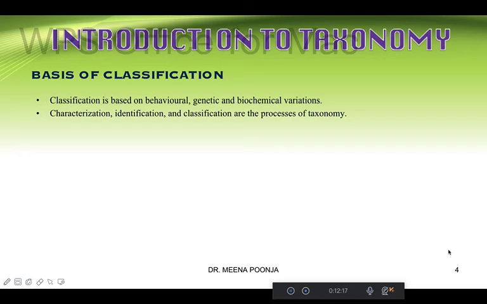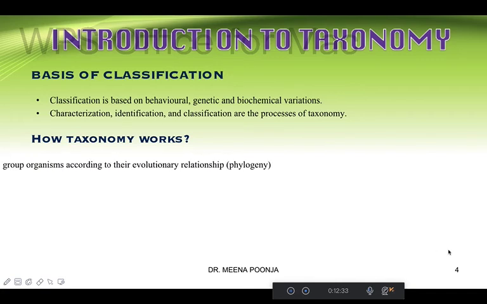There are millions of species in nature, and hence it is difficult to identify and classify those species without having a proper procedure. How does this work? The main aim of grouping organisms depending upon the various classification bases is according to their evolutionary relationship, which we commonly call phylogeny.